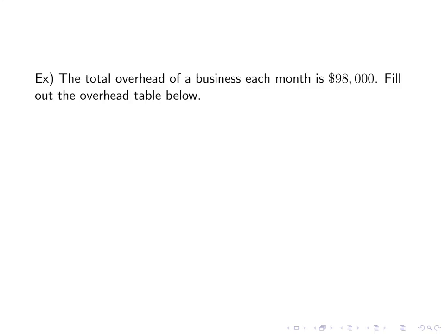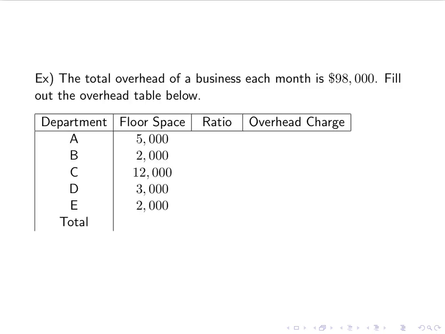Okay, so let's try another one. The total overhead of a business each month is $98,000. Fill out the overhead table below. So now we have 5 departments, A, B, C, D, and E. And again, we're going to go by floor space, which again, for some reason I forgot to write down. It is square feet. Not that it really matters, but it is square feet. So I'm going to add up all of my floor space and get the total. And I should be getting 24,000.